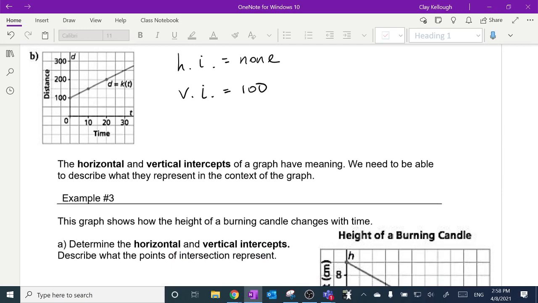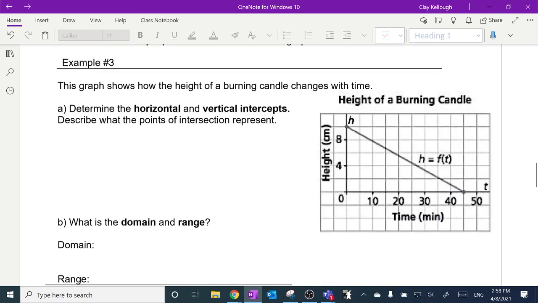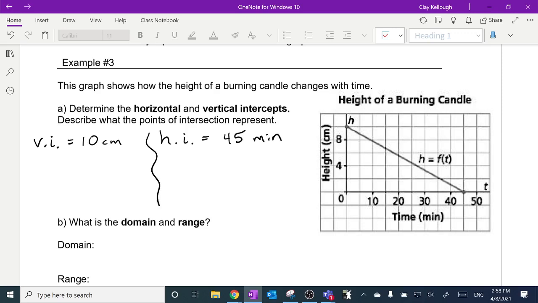Ooh, I like this part. So first of all, determine the horizontal and vertical intercepts. Okay, let's do that. So vertical intercept is 10. 10 what? 10 centimeters. And my horizontal intercept is 45 minutes. What do these points represent?